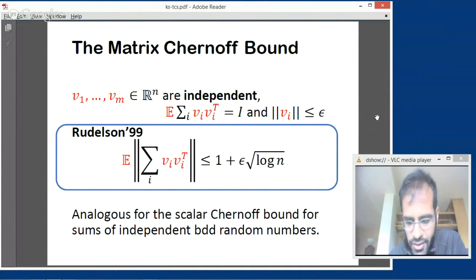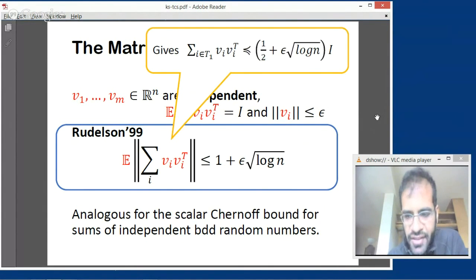Now, if you just use this to analyze a random partition in the problem that we're interested in, you get a partition for which each side has norm bounded by half plus epsilon square root log n. So what that means is if your vectors have length less than 1 over square root log n, then you get a non-trivial bound. So this is useful in some settings, but it's not enough for the applications which I mentioned earlier. And let me mention that this log n factor is unavoidable if you do a random partition.